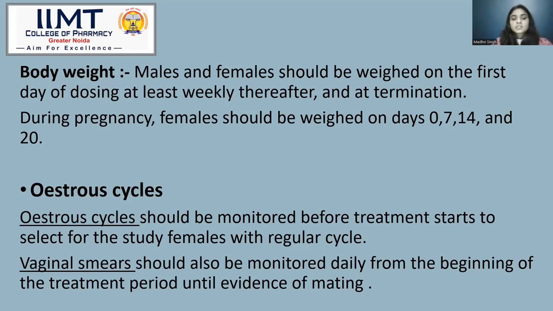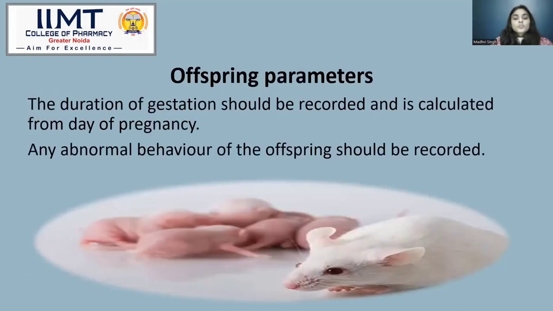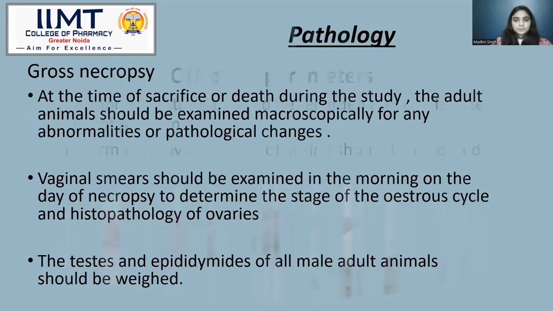So estrus cycle should be monitored before the treatment starts to select for the study females with regular cycle. Vaginal smear should also be monitored daily from the beginning of the treatment period until evidence of mating. Offspring parameters. The duration of gestation should be recorded and is calculated from day of pregnancy. Any abnormal behavior of the offspring should be recorded.